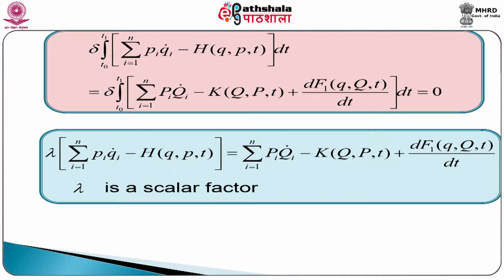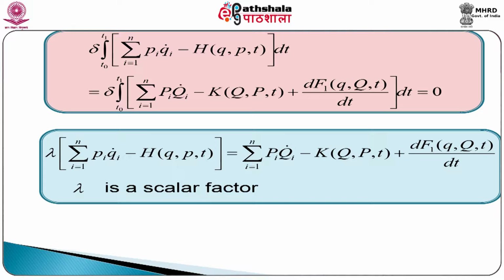Therefore, we can generalize the requirement on the transformations 6.3 as delta integration t0 to t1 summation over i equal to 1 to n small pi into small qi dot minus small H function of small q, small p, t dt equal to delta integration t0 to t1 summation over i equal to 1 to n capital Pi into capital Qi dot minus capital K function of capital Q, capital P, t plus the first order ordinary derivative of capital F1 with respect to time t, equal to 0. Here capital F1 is a function of small q, capital Q and t.